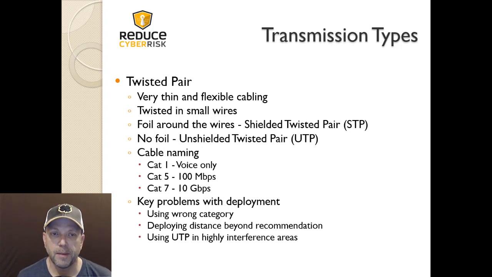Then came the twisted pair, which we talked about just previously with the coaxial. It's very thin and flexible cabling, and you can bend it and put it anywhere you want. It's basically a group of very small wires twisted together. There are versions of this that have foil around the wires for shielding, and this is called STP, shielded twisted pair. If there's no foil, then it's unshielded twisted pair.